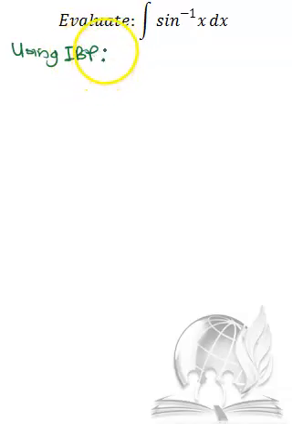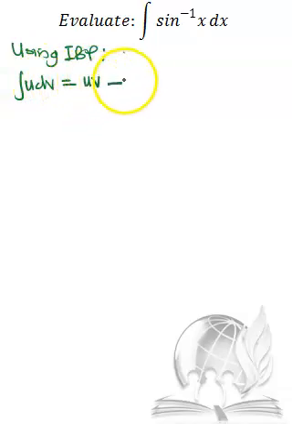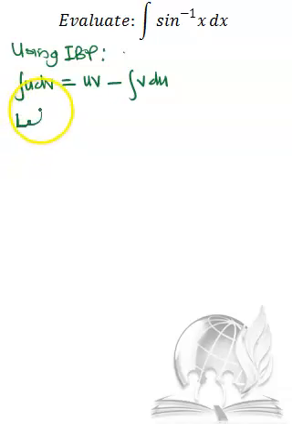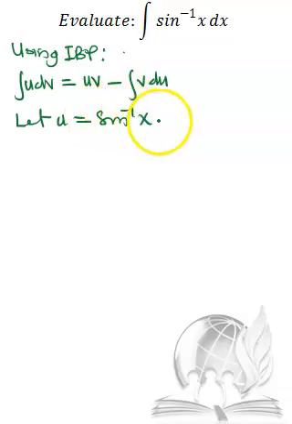I'm going to be defining my u and my dv respectively. So we have the integral of u dv equal to uv minus the integral of v du. Then I let my u be equal to the sine inverse of x, and my dv be equal to dx. So this is what I'm going to be doing.